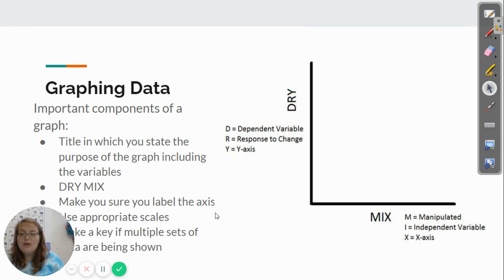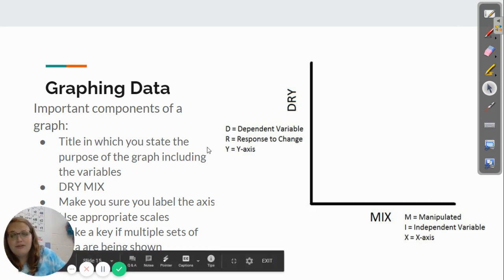That's going to be way too big and not show enough detail. And then also on my graph, if I'm showing more than one thing, I want to make sure I include some sort of key that explains what's being shown. When I look at a graph, I'm going to want to be able to say, this is what was manipulated in this experiment, and this is the result from that experiment, just by looking at the graph.